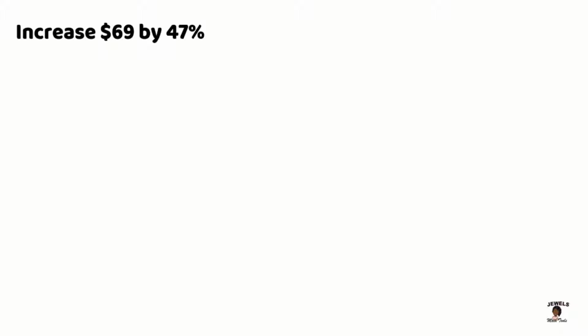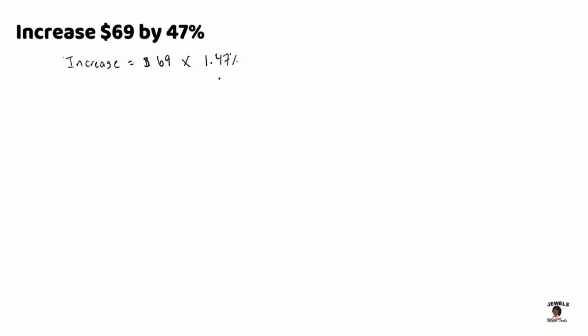And in our first part, we calculated the percentage, which is our 47% of $69. After calculating what 47% of $69 would be, we would have been adding that amount back to our $69 to find out our overall increase. However, for this session, we're going to be working a bit differently.